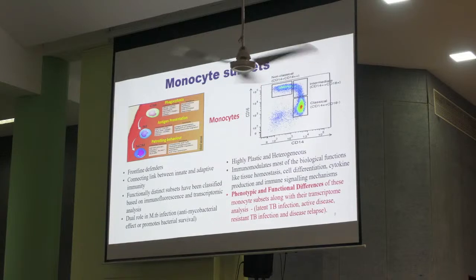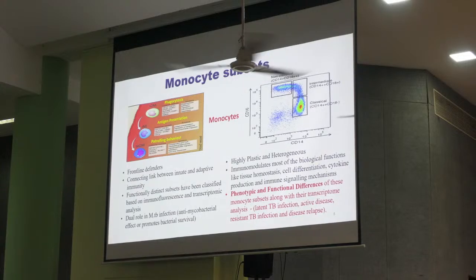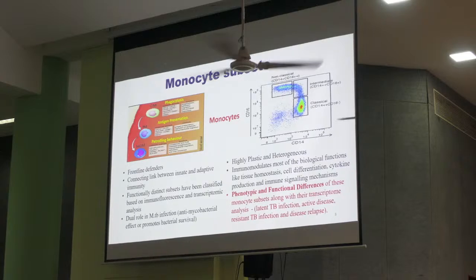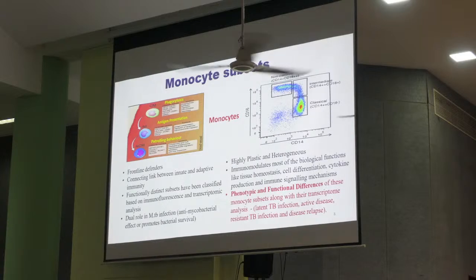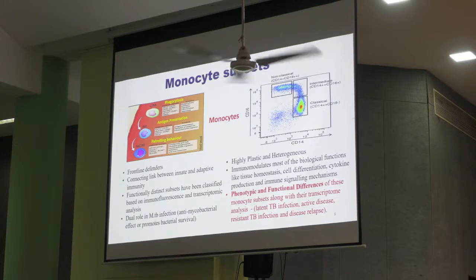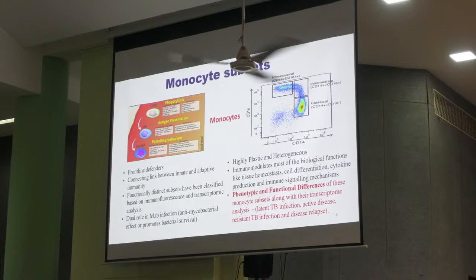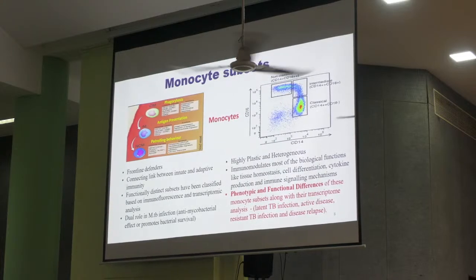So knowing the small role of these monocytes, what is the main objective of our study? It is all about understanding the phenotype and functional differences of these monocyte subsets along with the transcriptome analysis, and how it is happening between latent TB, active disease, and drug resistant infections, and also in some cases of disease relapse. So we know that monocytes can contribute effectively in all the stages of tuberculosis, and our biotechnology component or instrumentation or experimental design can help you to identify this.